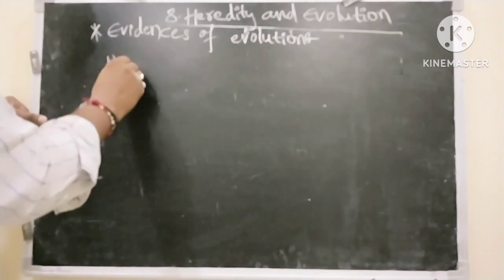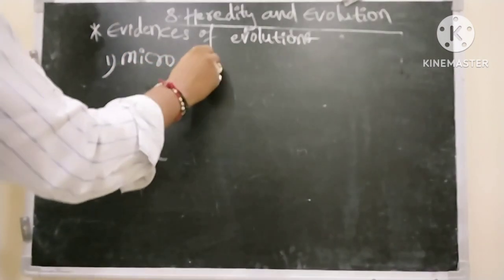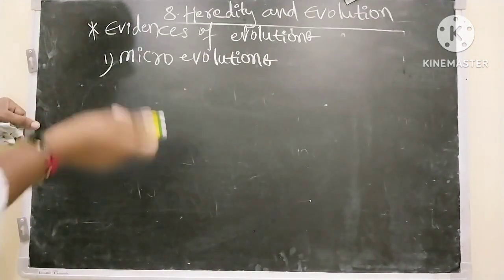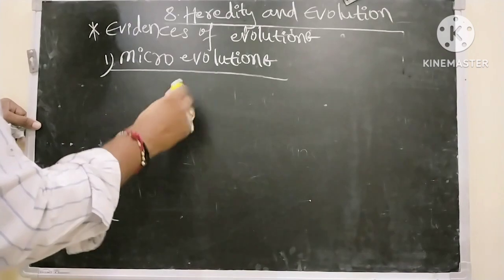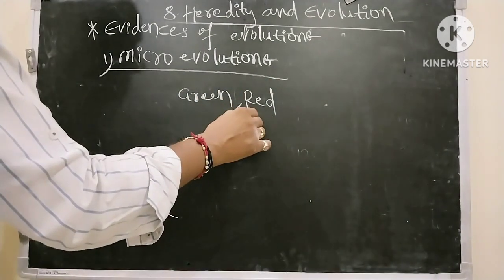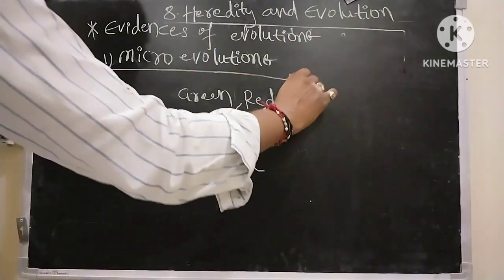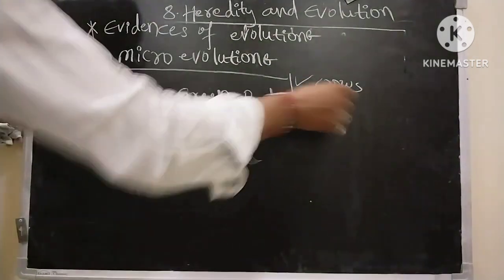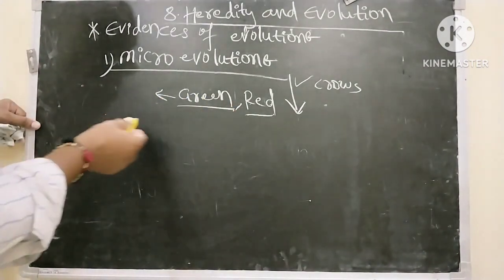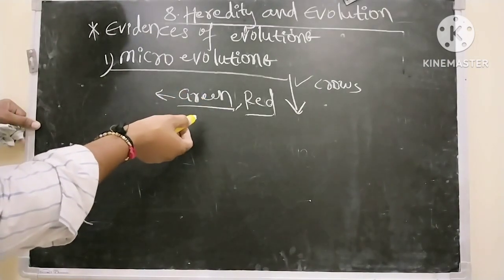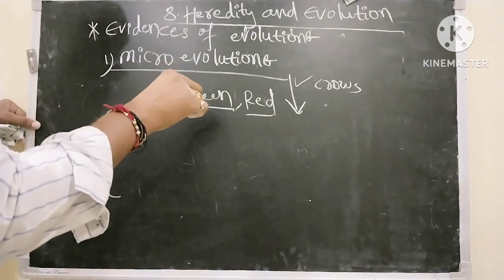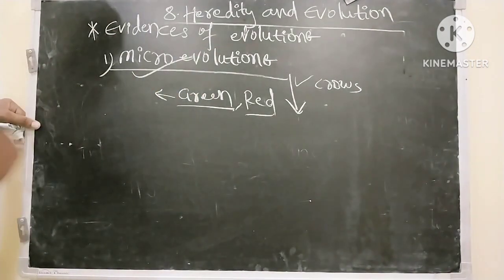Microevolution and macroevolution. A small change in the species is called microevolution. For example, two types of beetles are there, green color beetles and red color beetles. The red color beetles, whose population is more, are going to decrease because they are eaten by crows as their color is easily identified. Whereas green color beetles are misguided as their color is green, so the crows are not able to identify and eat them. This type of small change within the species is called microevolution.